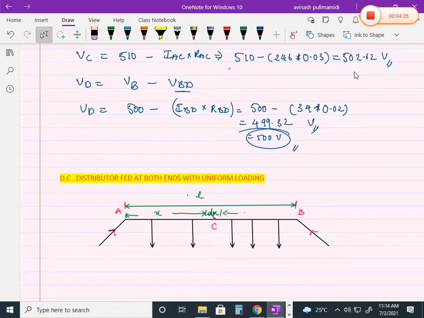How can we find this distance then? Total minus this value. The total minus these two values will give you the value between C and B. Total AB minus AC will give you the BC value.